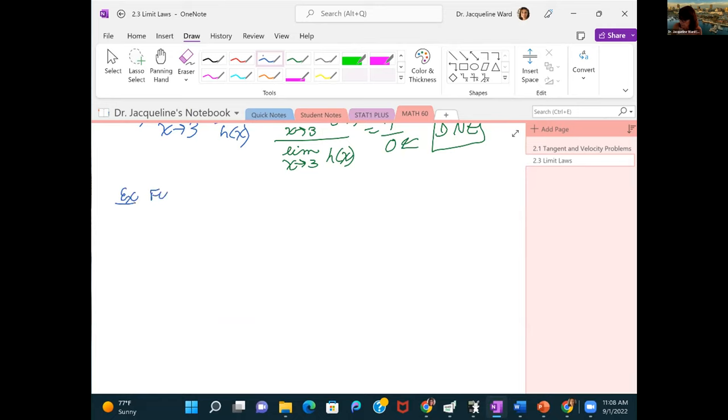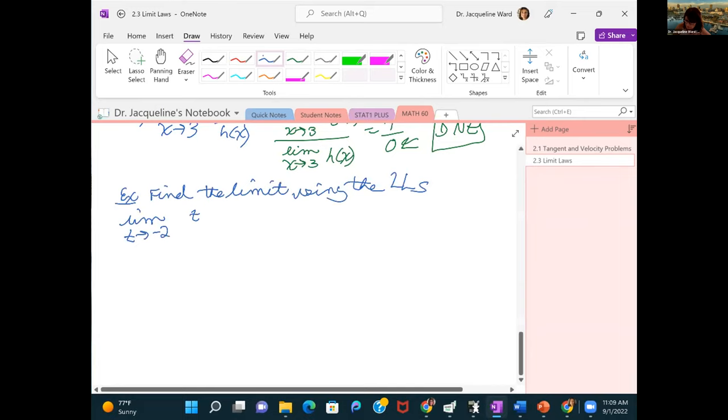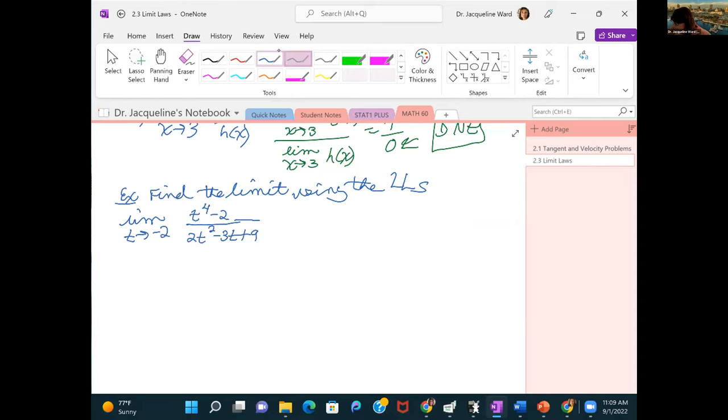All right. Here's a bigger example. Find the limit using the limit laws. The limit as t goes to -2 of t^4 - 2 over 2t² - 3t + 9. Okay, so this is a rational function, and we know that we could substitute, but this problem actually specifically asks to find it using the limit laws.